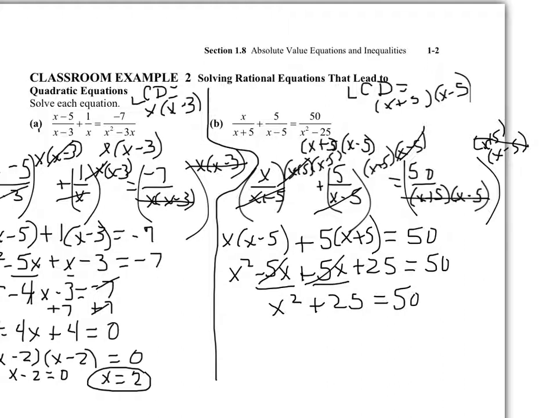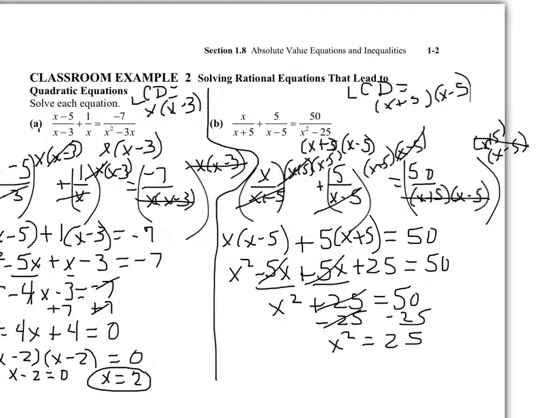Now, you have a couple of choices about how to solve from here, but hopefully you remember from section 1.4, if we do not have a term that has just a plain x, if the b is 0, but it's quadratic, if I have an x squared and I have a constant, then I can isolate the x squared and use the square root property. So if I were to subtract 25 from each side, I would have x squared equals 25.